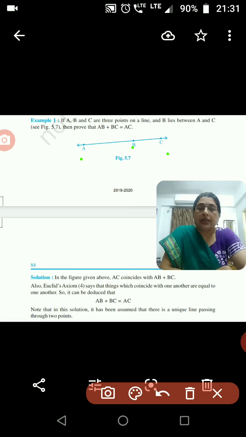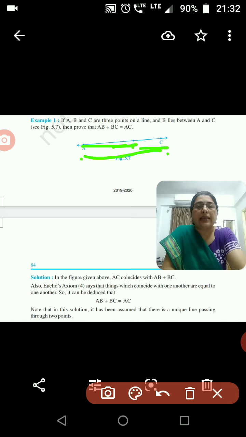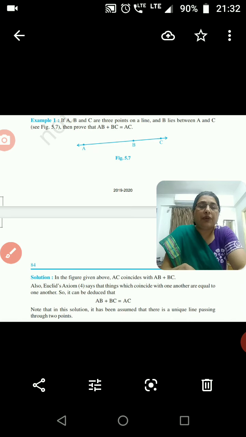Here, the condition is given that B is lying between A and C. That means we can say that AB plus BC, on this AB plus BC, AC is lying. If we add AB plus BC, then AC coincides with AB plus BC. So, with the help of this axiom number 4, we can say that AB plus BC is equal to AC.